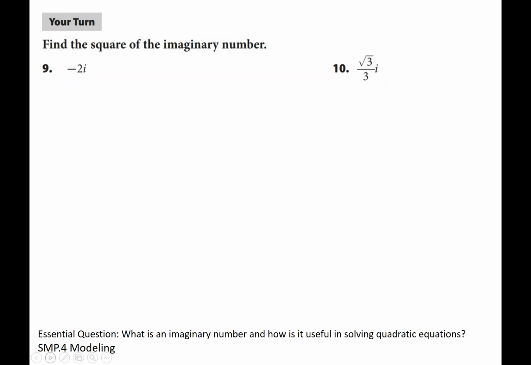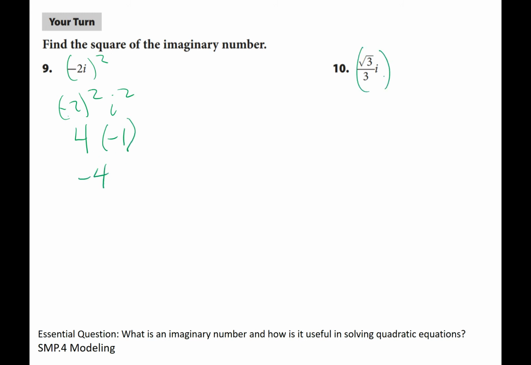All right, so we're going to find the square of the imaginary number on our own. So basically, we're going to square these things. So you could rewrite it as negative 2 squared and i squared. We know negative 2 squared is 4. i squared gets replaced with negative 1. 4 times negative 1 is negative 4.